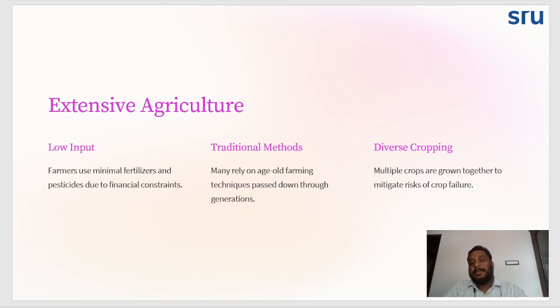Diverse cropping systems include multiple crops grown together to mitigate the risk of crop failure. One of the best things that they are doing is the intercropping system. In this intercropping system, they are growing more than two crops, so that if one crop fails, they are going to get at least some minimum yield from the other crops, which will compensate their investment and also provide some food. That's how it leads to extensive agriculture.